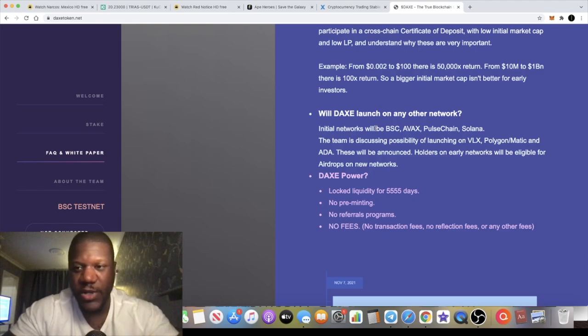So will Daxe launch on any other network? We kind of covered this earlier, but they will launch on the Binance Smart Chain to start with. Then we've got the Avalanche Network, Pulse Chain, and Solana. All right, guys. So the team is discussing possibilities of launching on VLX, Polygon Matic, and ADA. These will be announced. Holders on early networks will be eligible for airdrops on new networks.